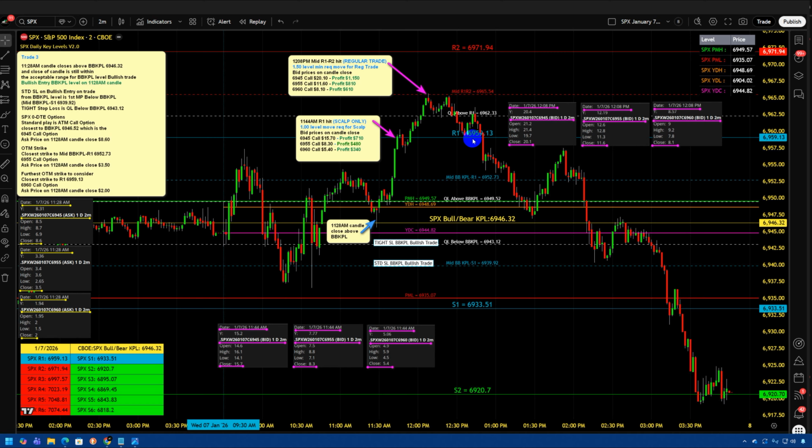And then our furthest out of the money is going to be based on the R1 level, the one level above. That's going to be the furthest out of the money we can consider, 69.59, 13. It's a little hidden by these candles here. So that's going to be the 69.60 call option.